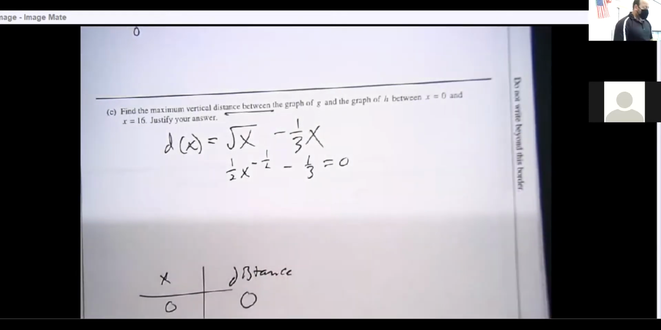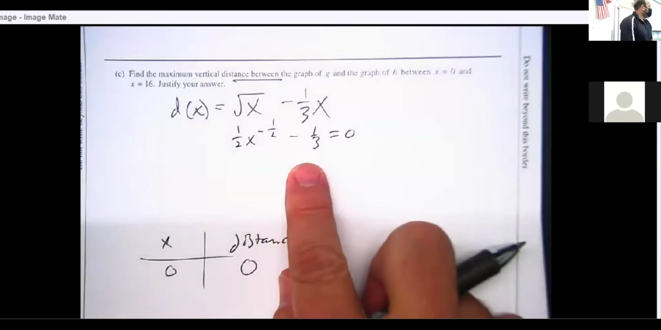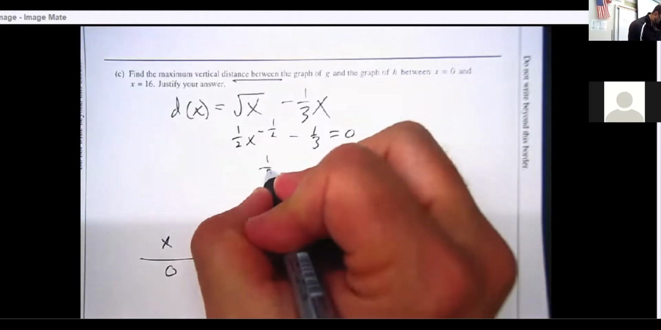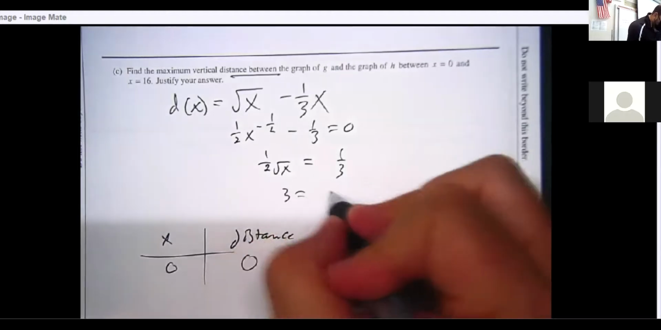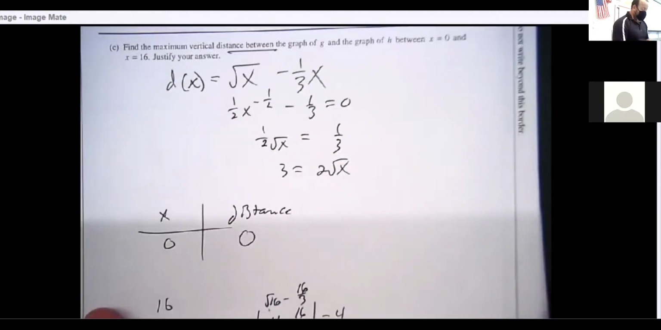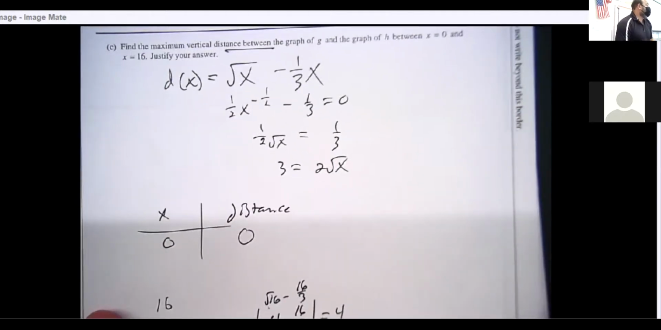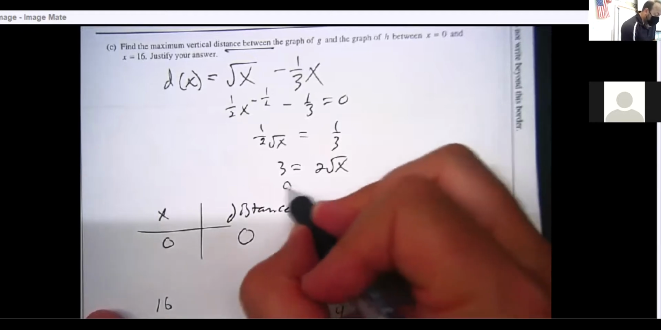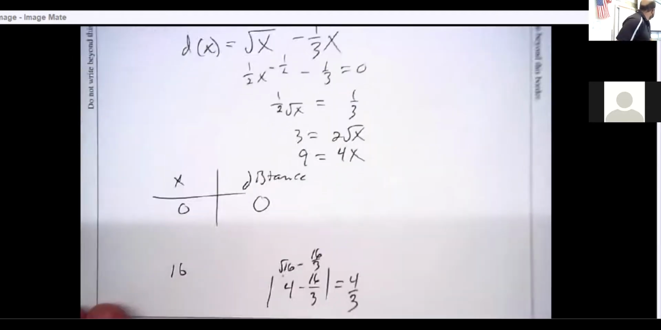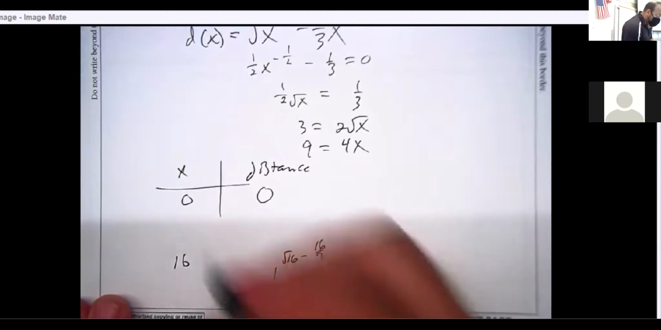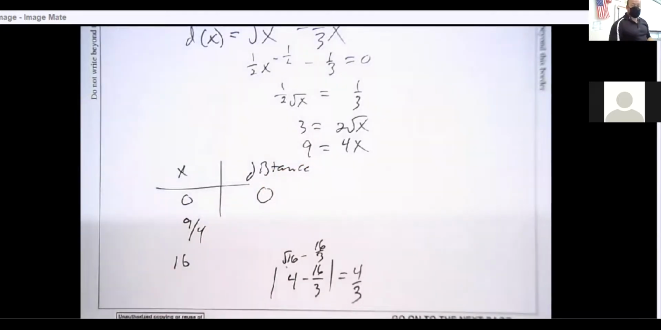Now, of course, how would you guys solve this? Let's add 1/3 to both sides. Let's cross multiply. What would you guys do next? I personally just square both sides. And so what does that make x? 9/4. So the place where that derivative would be 0 is at 9/4.